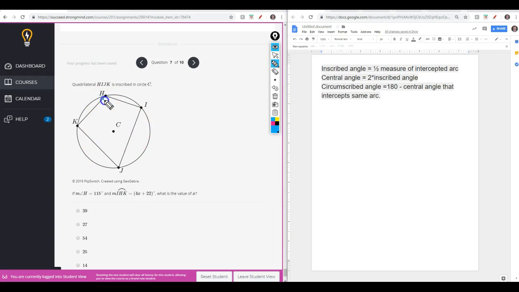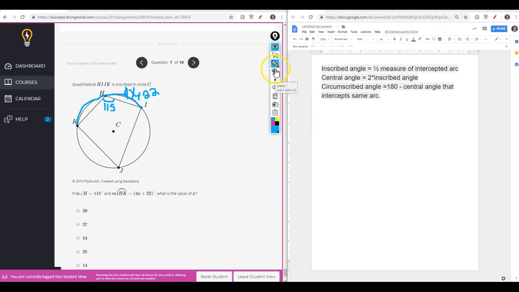The measure of angle H is 115 degrees. And we have this arc right here, IHK, which is 4x plus 22. And some of you might be thinking, well, how are they connected? And that is an excellent question to be asking.